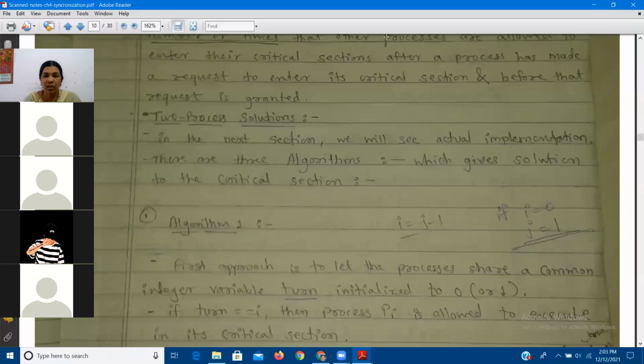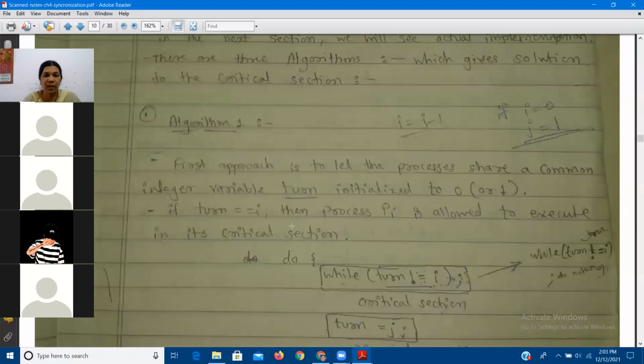In the next section, we'll see the actual implementation. There are three algorithms which give a solution to the critical section problem. This is the first algorithm, named algorithm 1. So three algorithms are there: algorithm 1, algorithm 2, algorithm 3. And what is their limitation? They are applicable or used only when the system consists of only two processes.